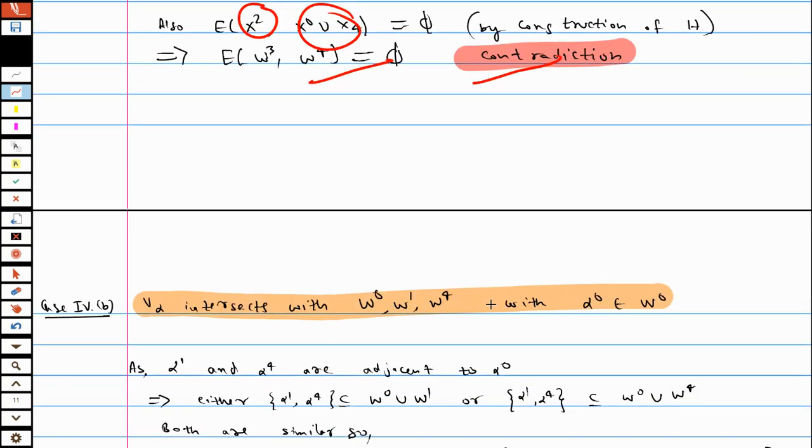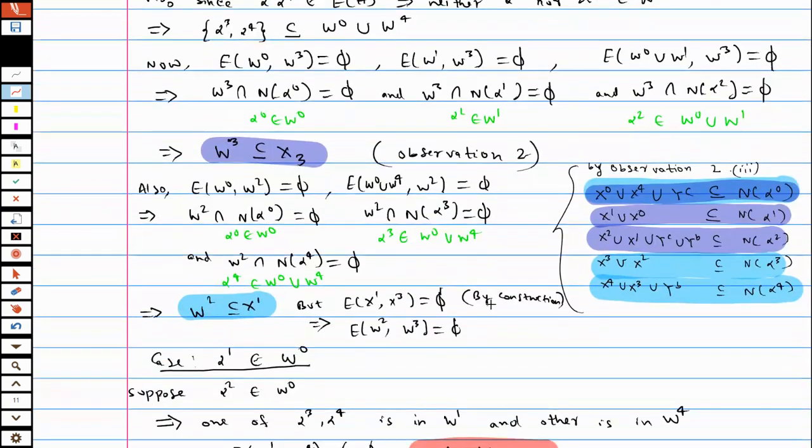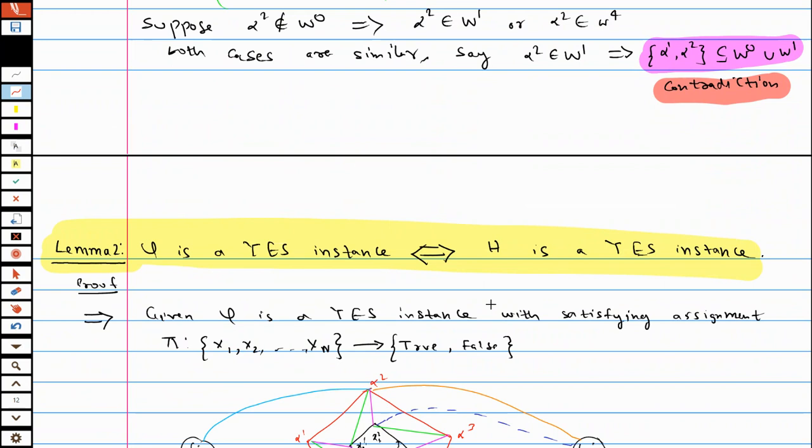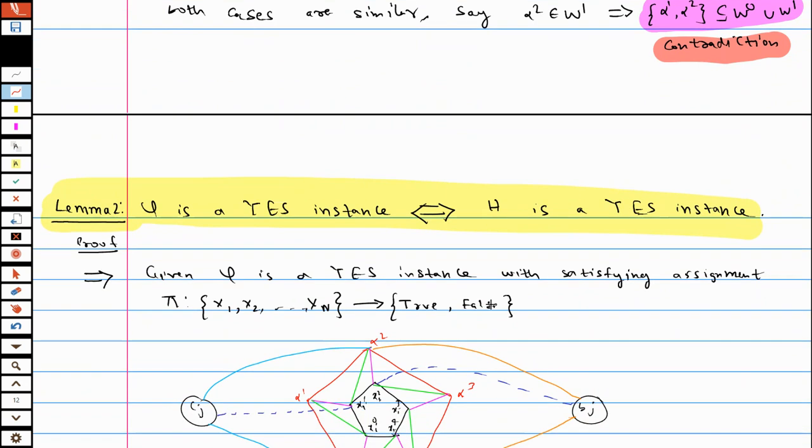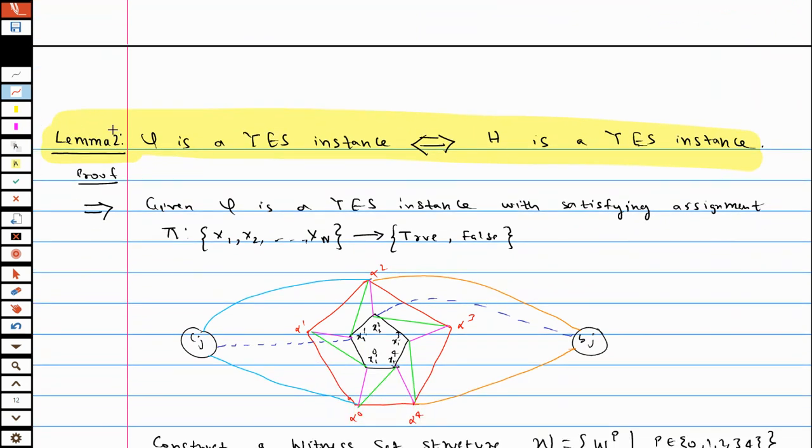So again, the same argument follows for this one. So I'm not going over this. Right? So now we can finally prove our equivalence, that according to our construction, phi is a satisfiable instance if and only if H is a satisfiable instance. So let's look at the forward direction.